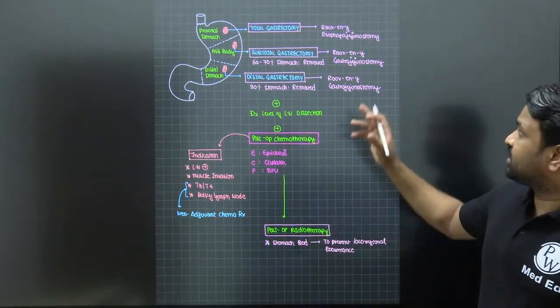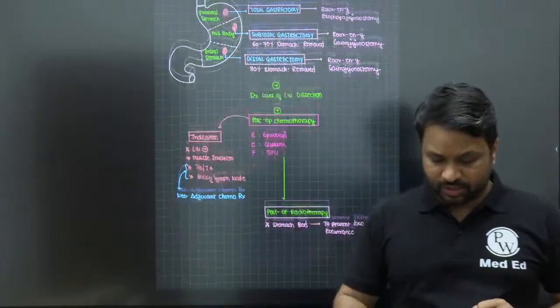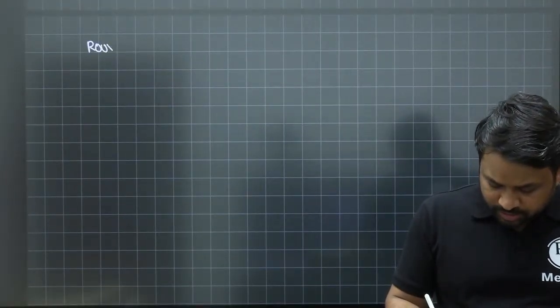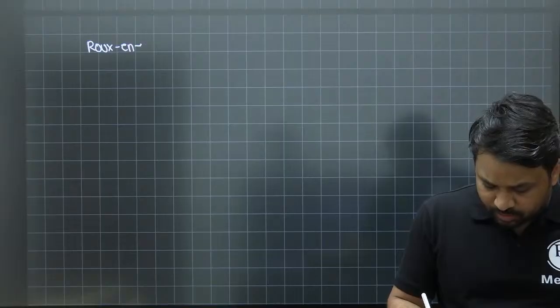So two surgeries that I would like to talk about. One is a Roux-en-Y esophagojejunostomy. Another one is Roux-en-Y gastrojejunostomy. We'll talk about both. So I'm going to talk about the Roux-en-Y.